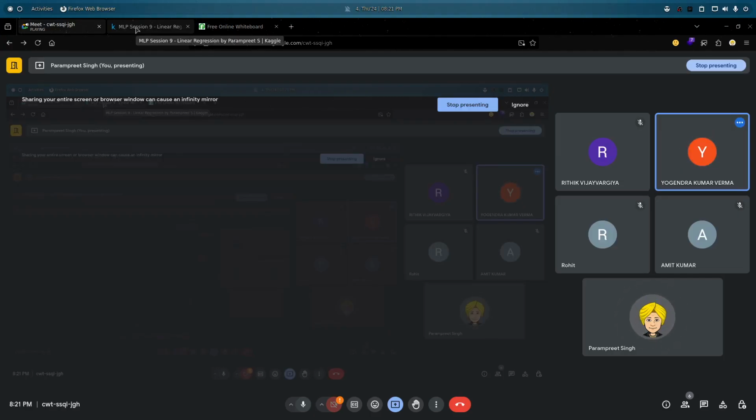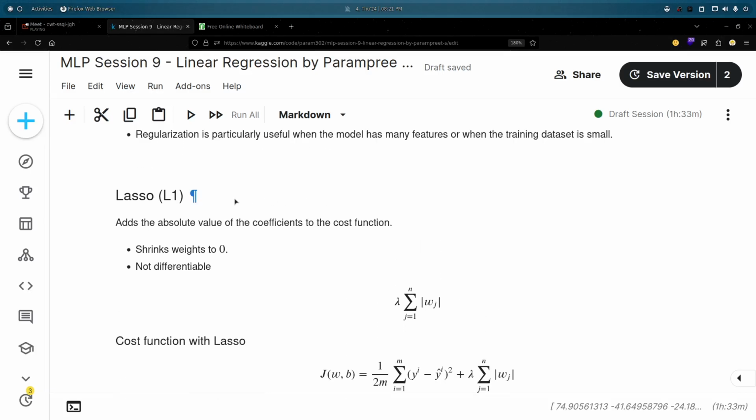This is in the week 4 regularization, lasso and ridge regression, which you have seen. So the lasso regularization, the formula for this is it basically takes the absolute value, and a key feature of lasso is that it basically shrinks the weights to 0. It is not differentiable because it is taking the absolute value. So of course you can say it is not differentiable.